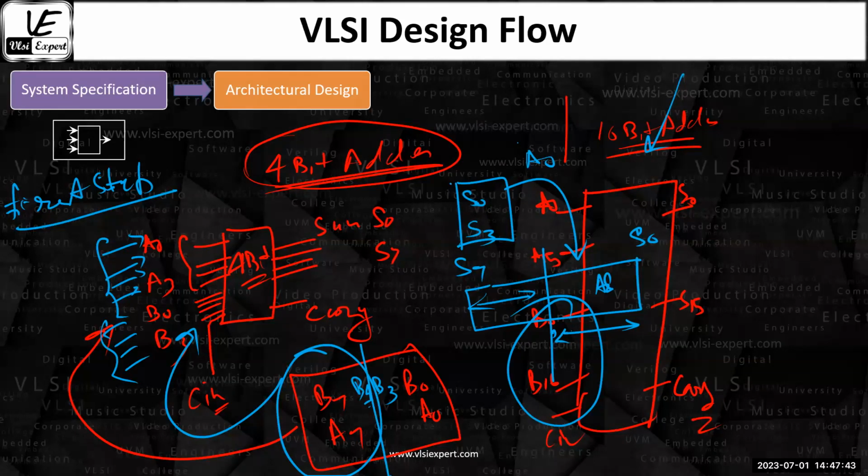So how architectural design is important from the chip perspective, is it clear? Your programming and everything is going to be different in case of 4-bit or 16-bit, 32-bit, 64-bit. So it is very important at this particular stage itself that you should know what the architecture should be.